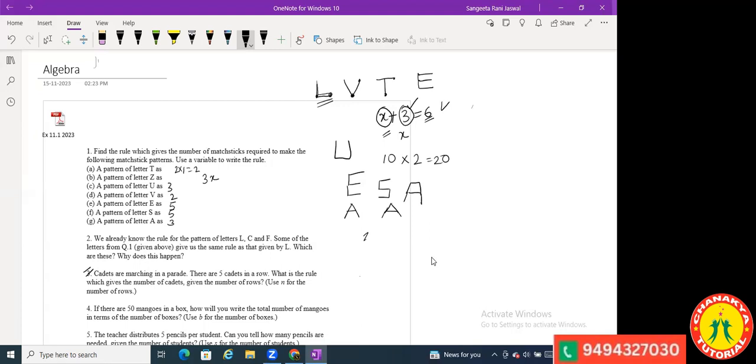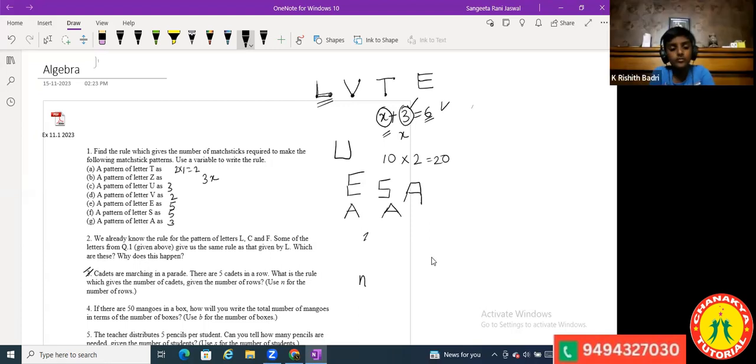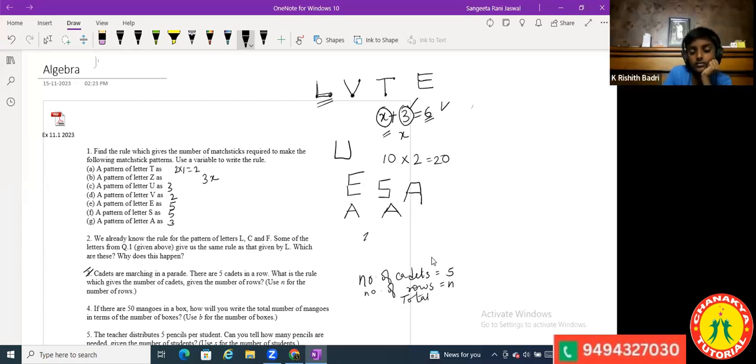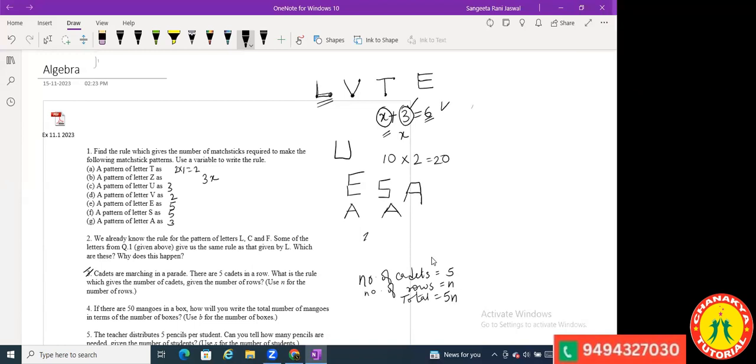Now, if n is the number of rows, how many cadets are there in each row? 5 in a row. So the number of cadets in a row is 5, and the number of rows is not known to us, so rows is n. So the total number of cadets will be 5n.